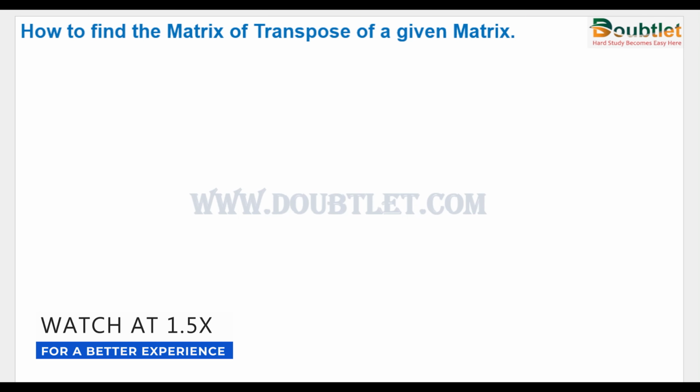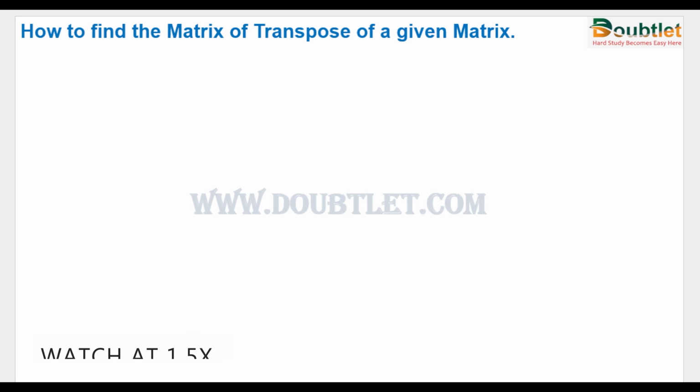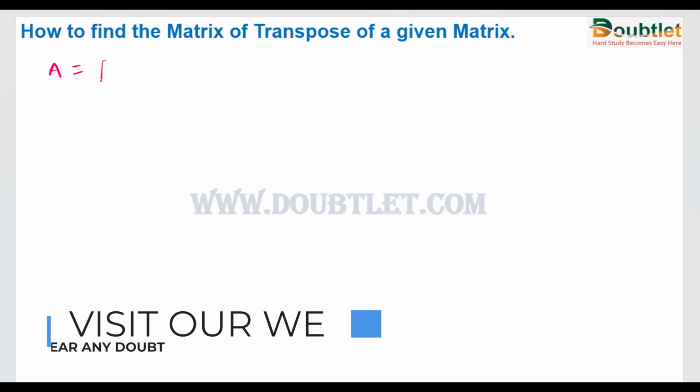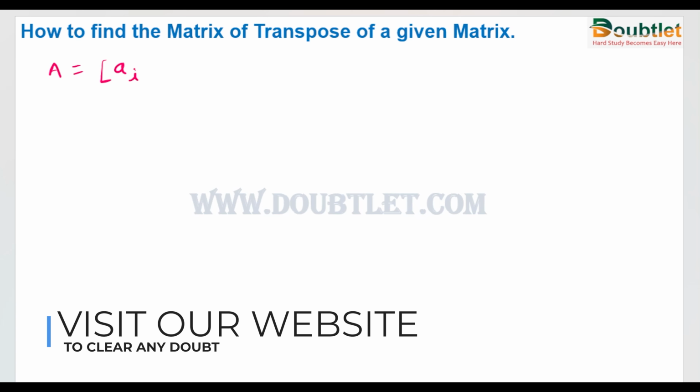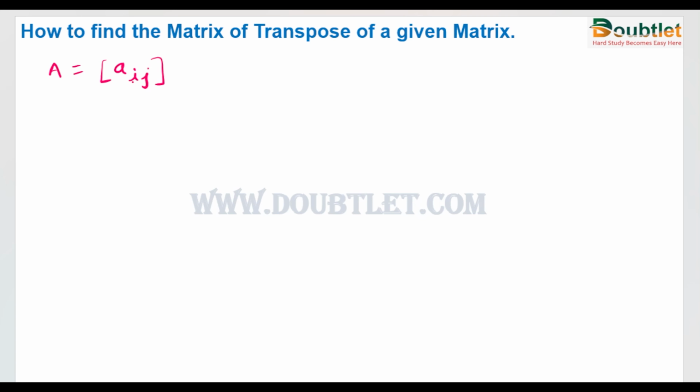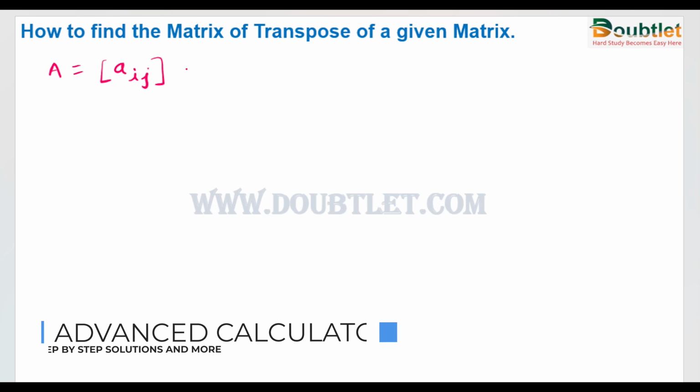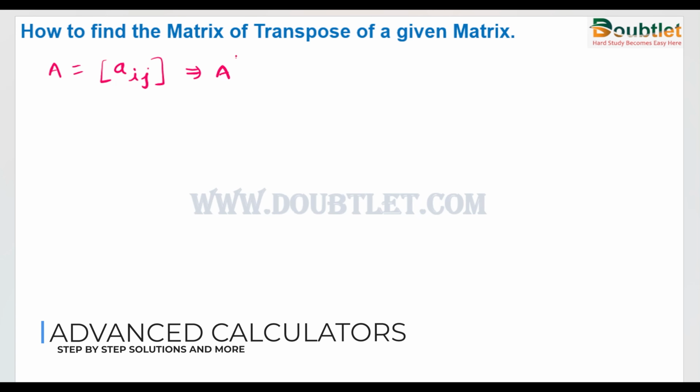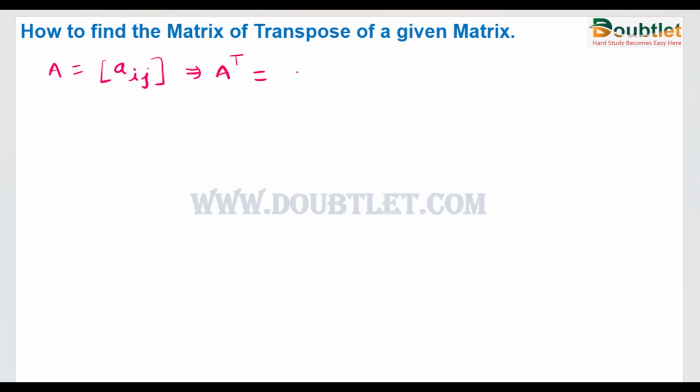So in this video, we will learn how to find the transpose of a given matrix. So suppose there is a matrix whose elements are A_ij, where i is the row and j is the column. Then we can get the transpose of this matrix by interchanging row and column. So we can just write it as A_ji. Then we will get the transpose of that matrix.